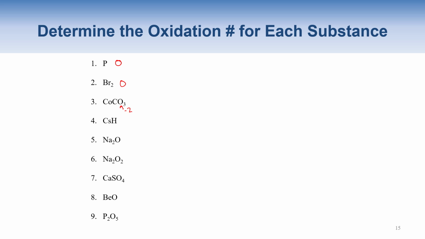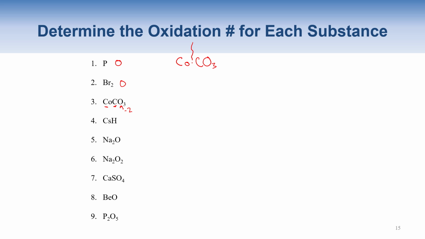And now we have a problem, and we haven't encountered this problem before, so we can figure this out though based on the polyatomic ion. There is no rule for cobalt, and there's no rule for carbon. So what do we do in this instance? Well, we can separate out our polyatomic ion to figure out what carbon is. So if we do that, we have Co and CO3.